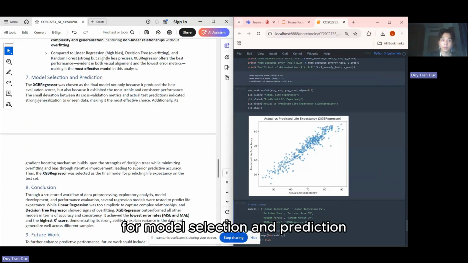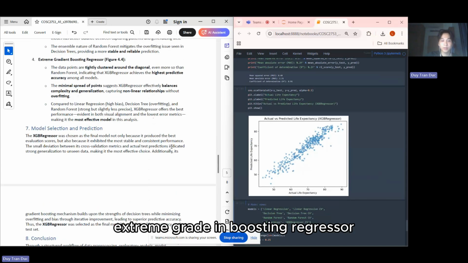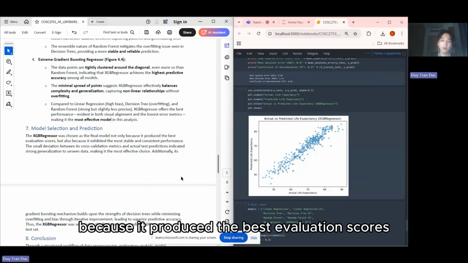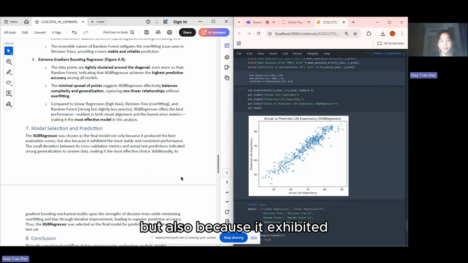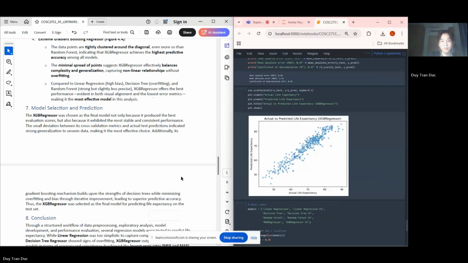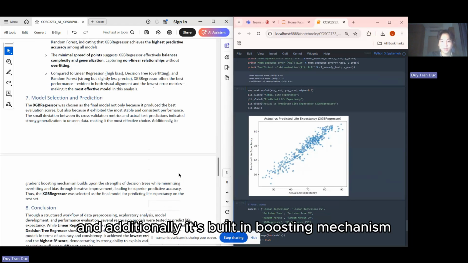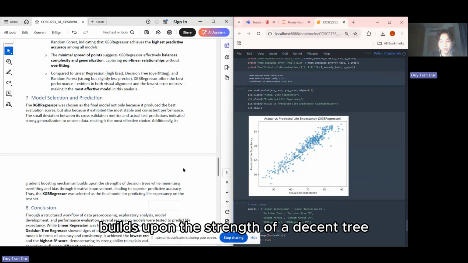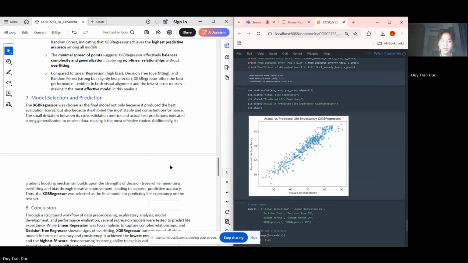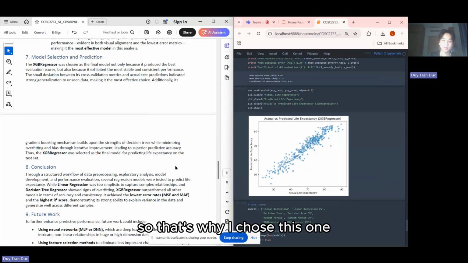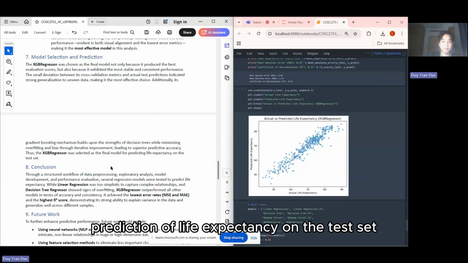Okay, and for model selection and prediction, we can see that the extreme gradient boosting regressor was chosen as the final model not only because it produced the best evaluation scores, but also because it exhibited the most stable and consistent performance. And additionally, its gradient boosting mechanism builds upon the strength of decision trees while minimizing overfitting and bias through iterative improvement, leading to superior predictive accuracy. So that's why I chose this one. It was the best model for final prediction of life expectancy on the test set.